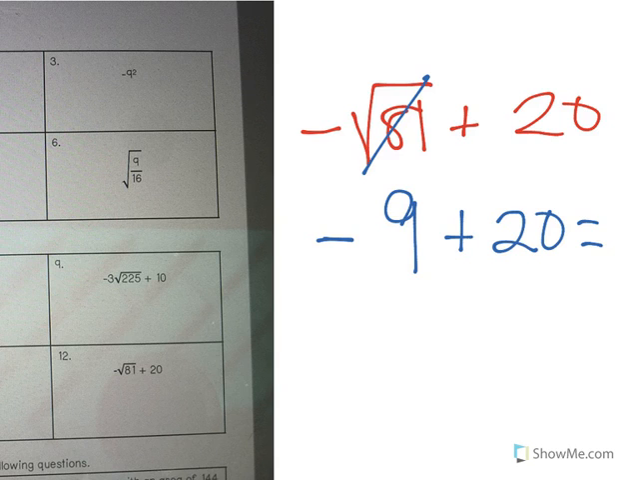Signs are different, so 20 minus 9, and the bigger guy wins, right? So 20 minus 9 is 12. Oops, sorry, 11. Sorry, 11. So the answer there is 11.